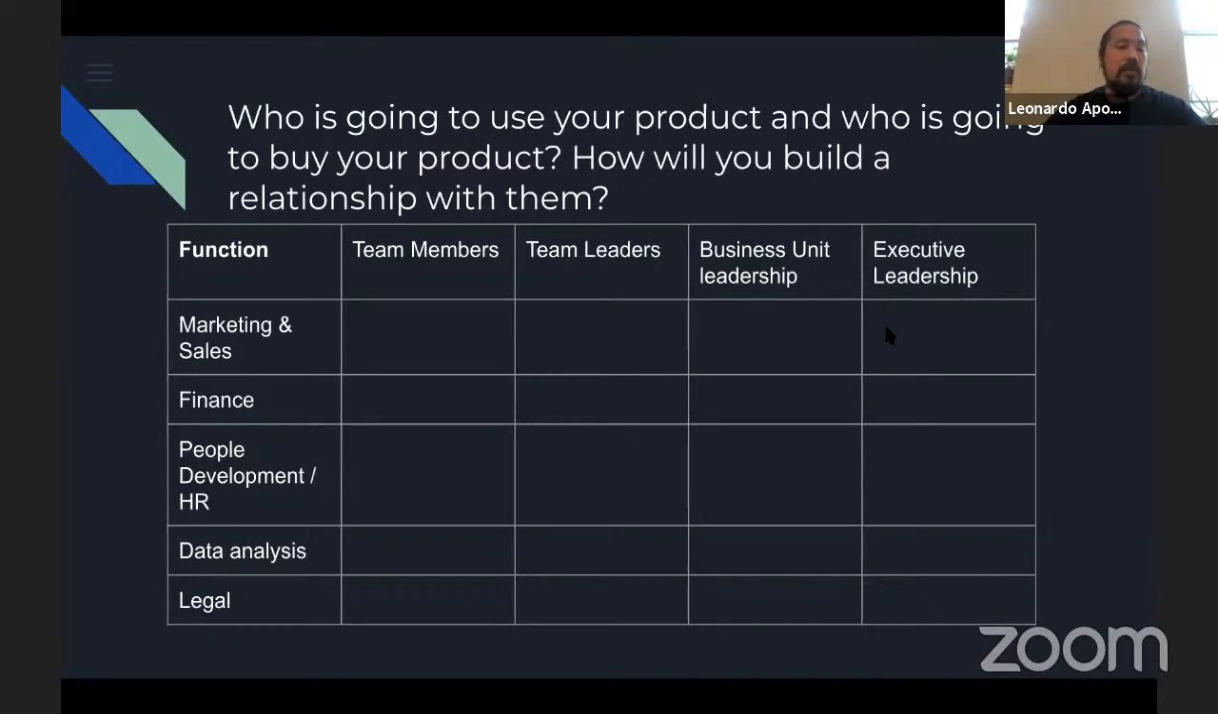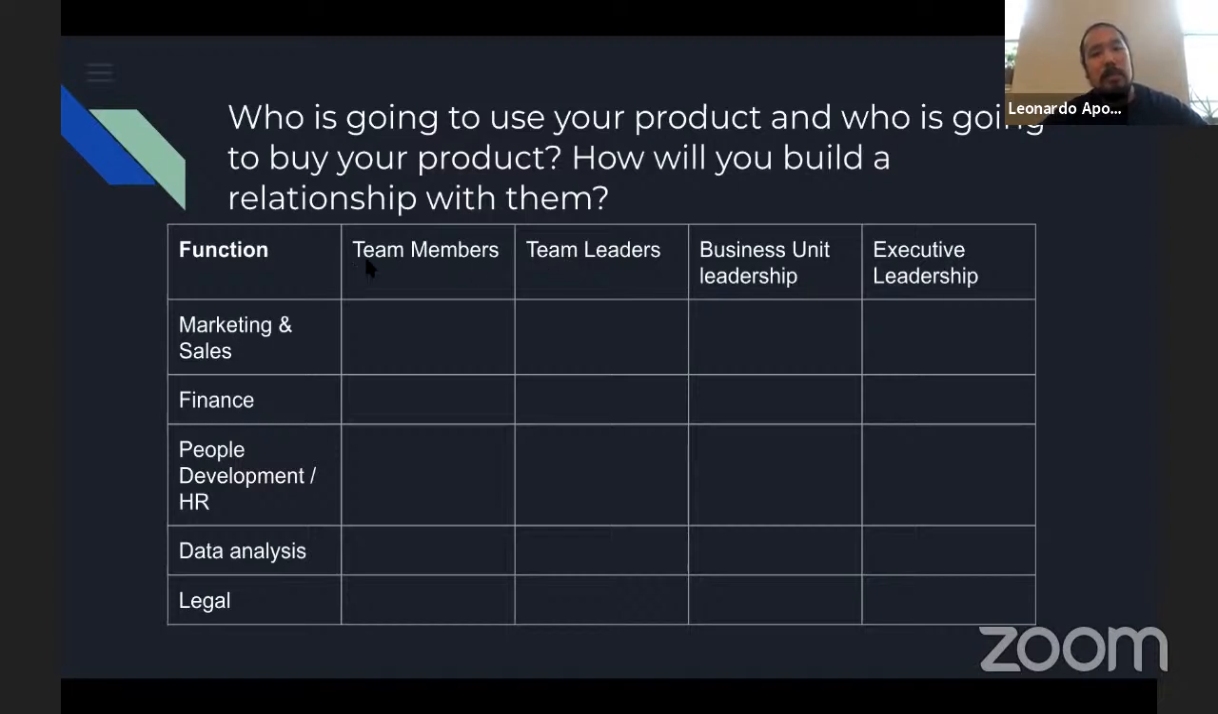So communicating an ROI use case to executive leadership, and also making the product usable to the sales representatives on the individual teams, are the typical hurdles in an enterprise sales cycle. For each, you have individual team members, who are managed by team leaders, who are managed by business unit leadership, and then executive leadership.